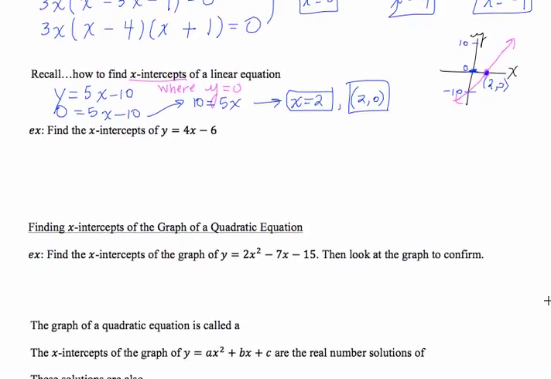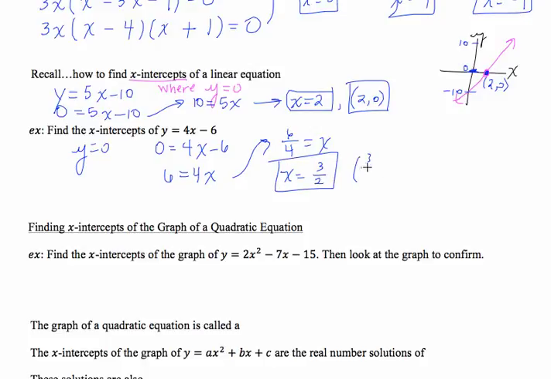Okay, let's do another one here. Let's find the x-intercepts of this equation. Try this one on your own first. X-intercepts occur where y equals 0. So we have 0 equals 4x minus 6. So 6 equals 4x. Dividing both sides by 4, we have 6/4 equals x, which reduces to 3/2. Or you could say 3/2, 0.